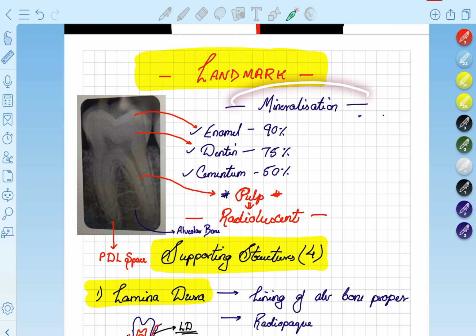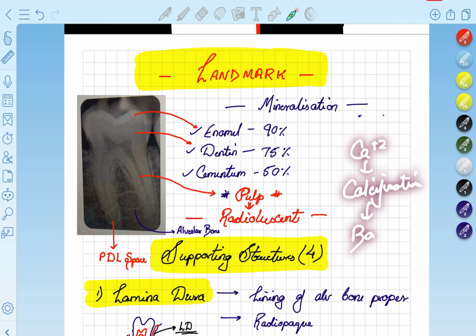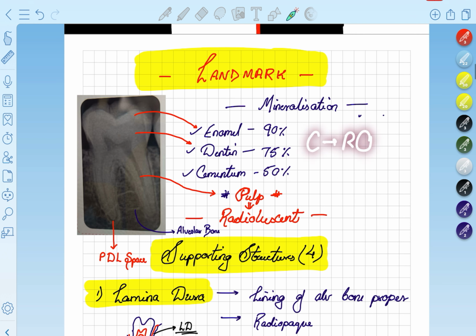So, to know the basics, radio opacity is nothing but a white structure. How does it appear white? It appears white due to the calcium. To remember it, I am telling it in this way. Calcium is formed by calcification, and as we know, calcification is mainly seen in the bones, cartilage, and our teeth. So, how will it appear? Calcified structure will appear radiopaque.